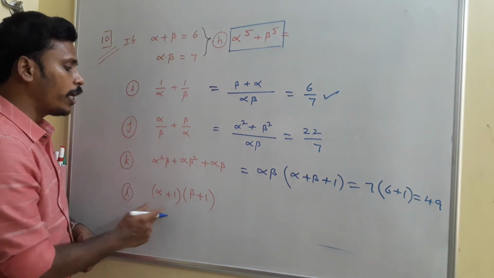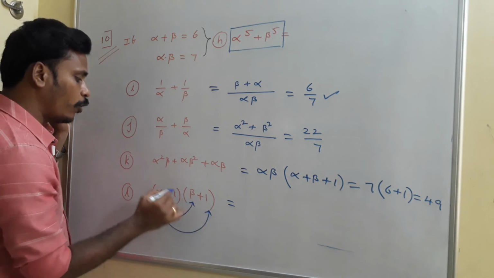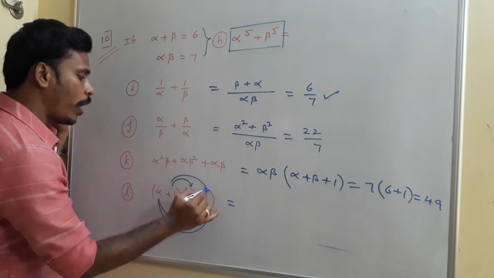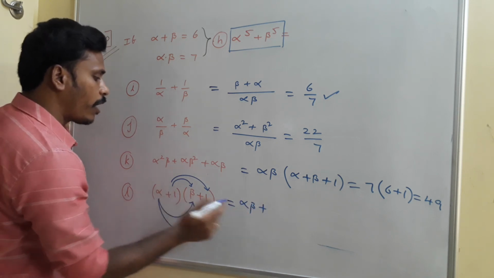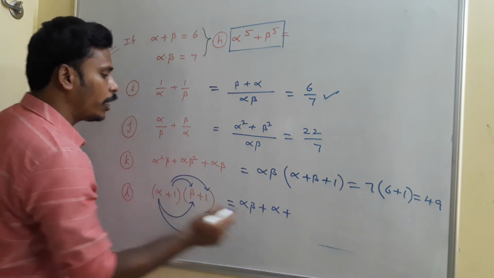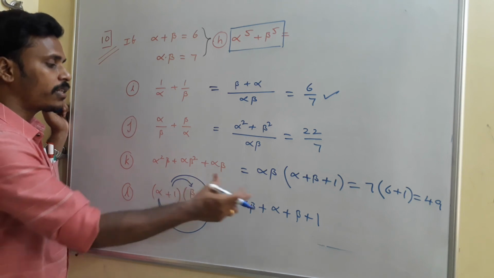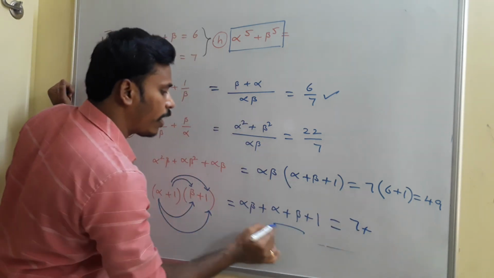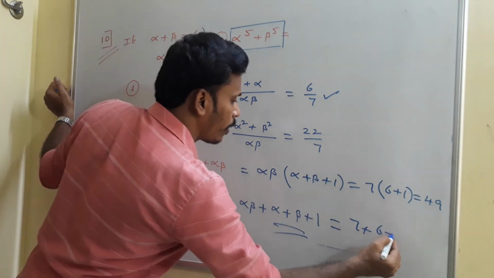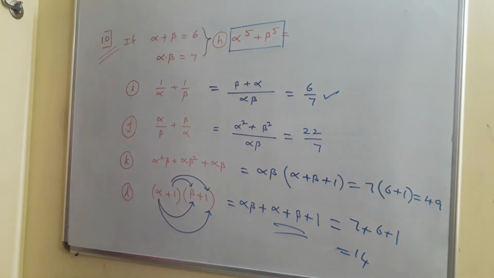And now alpha plus 1 into beta plus 1, you just directly multiply. Alpha into beta, alpha into 1, 1 into beta, 1 into 1. If you multiply, alpha beta plus alpha into 1 plus 1 into beta plus 1 into 1. This product is that. And at the end alpha beta is how much? 7. Plus alpha plus beta is how much? 6 plus 1. On solving you will get it as 14. So there ends the way of finding these simple values. Okay.